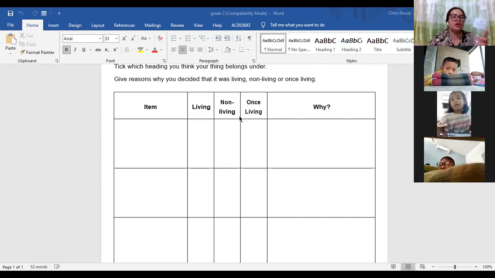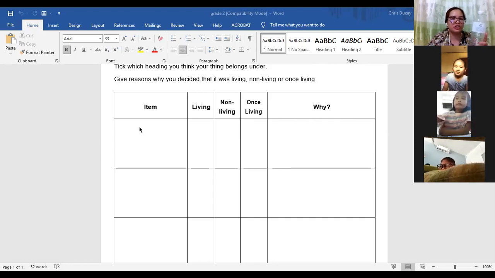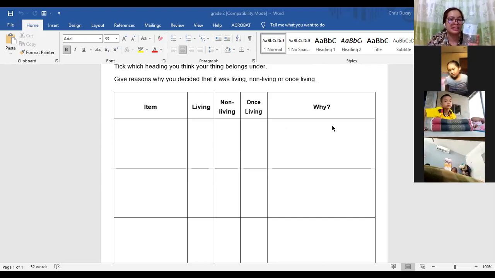You will write water bottle here, and then non-living. Why? Because it is a non-living thing. Okay, you put because it is a non-living thing. Then for example, you will write book. Book is what? Book is living thing. So living thing.